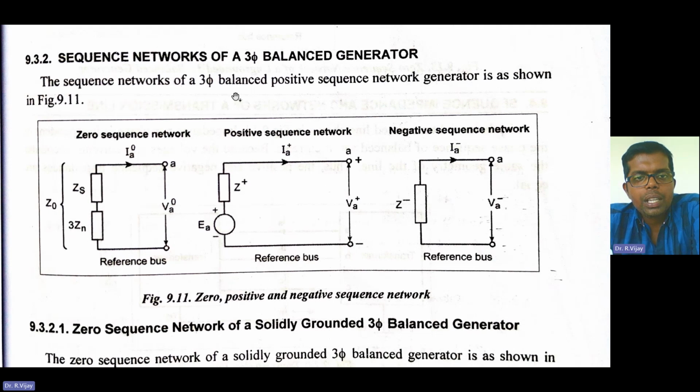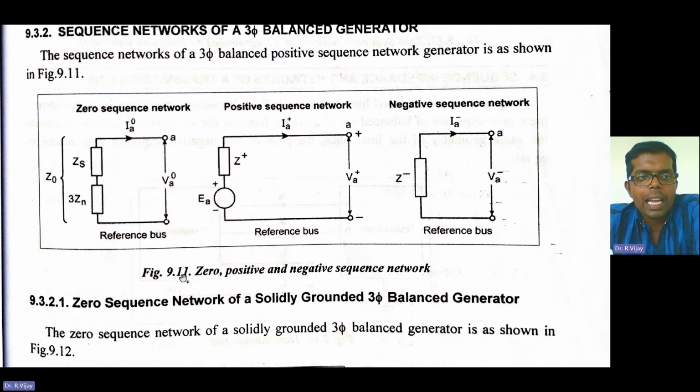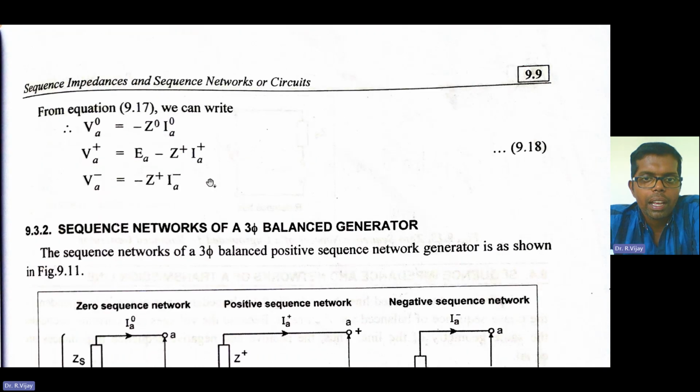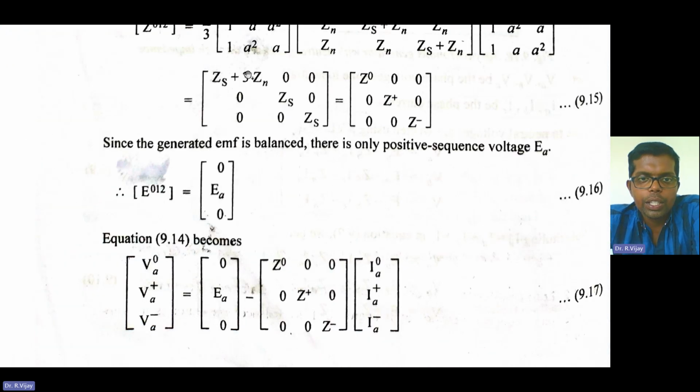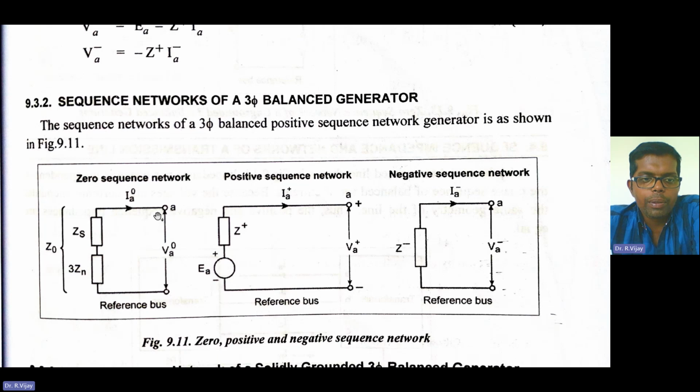The sequence network of a three-phase balanced generator is shown in figure 9.11, that is, zero, positive and negative sequence. For the zero sequence network, this is Zs plus 3 into Zn. So same thing for the zero sequence network. The current IA naught is flowing in this direction. This is the A phase, and here it is VA naught. This is the reference bus. So together it combines to Z naught.